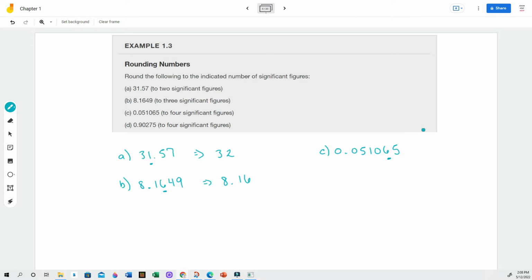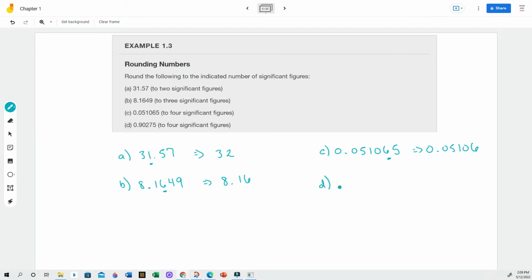This is often called rounding down, although for me it works better to think of just keeping the even digit. So whatever works for you, whatever makes the most sense, use that. So that number is now rounded to 4 sig figs.